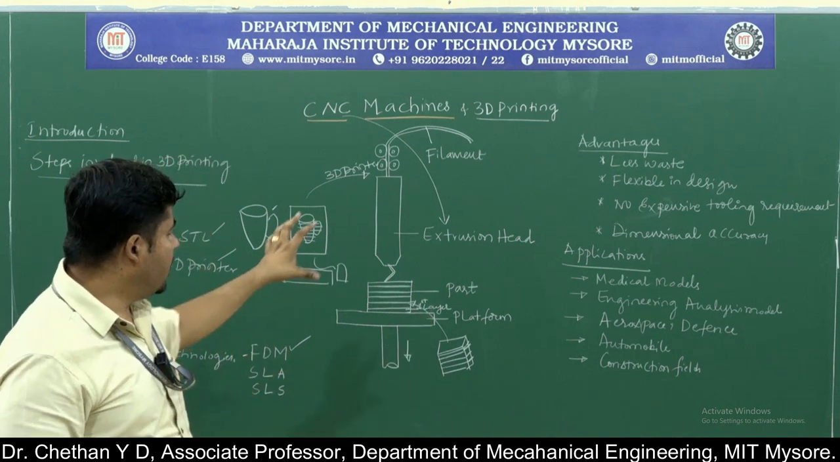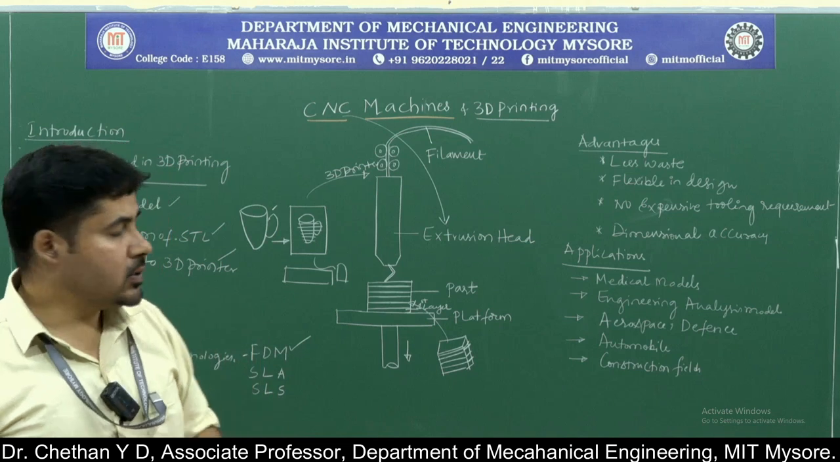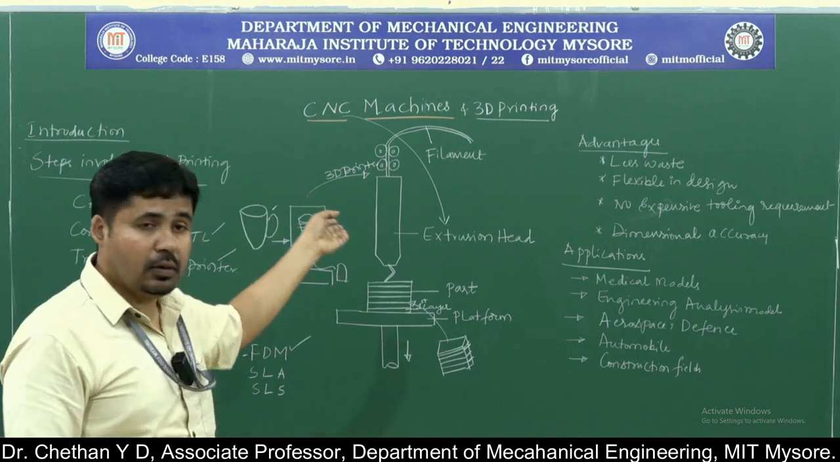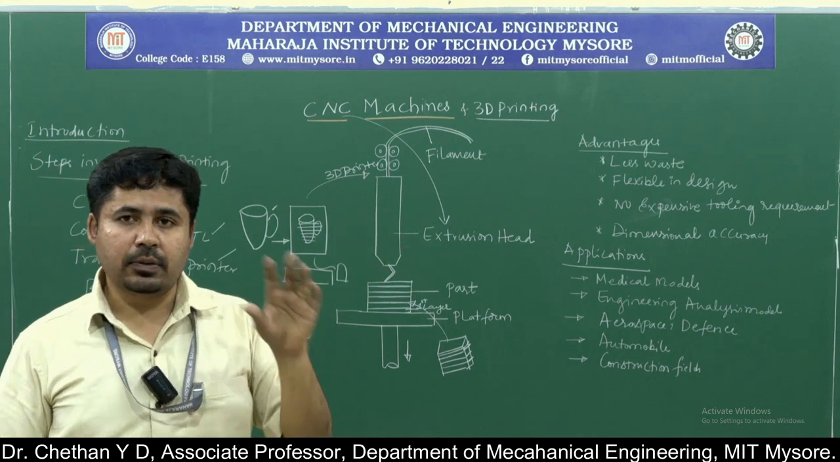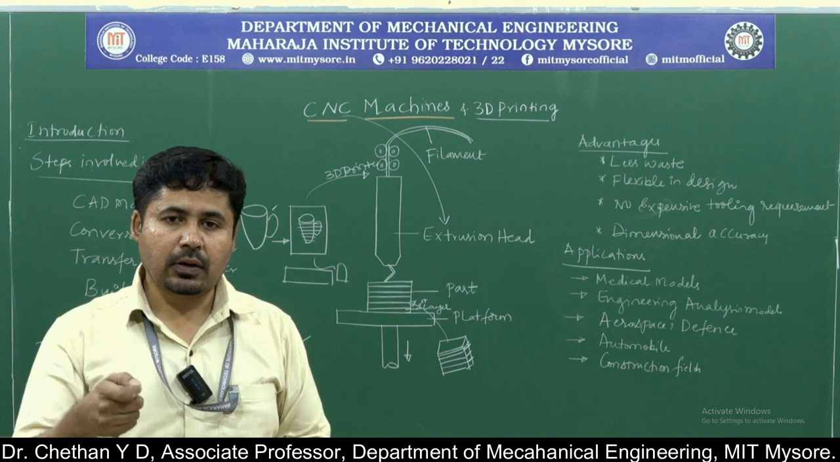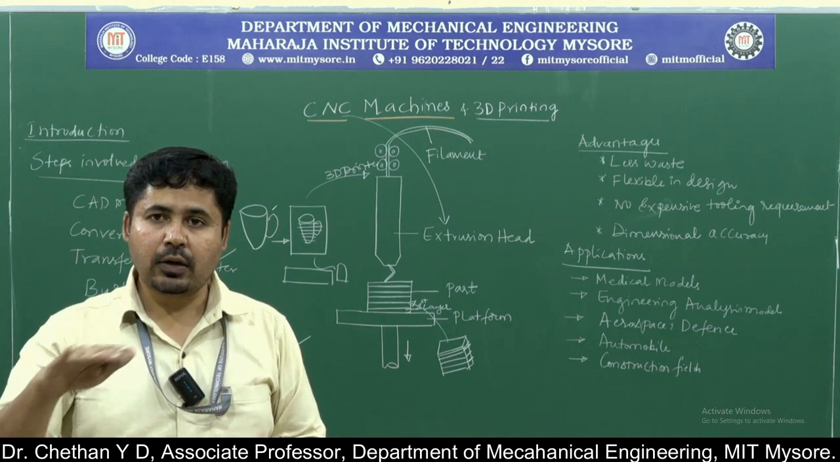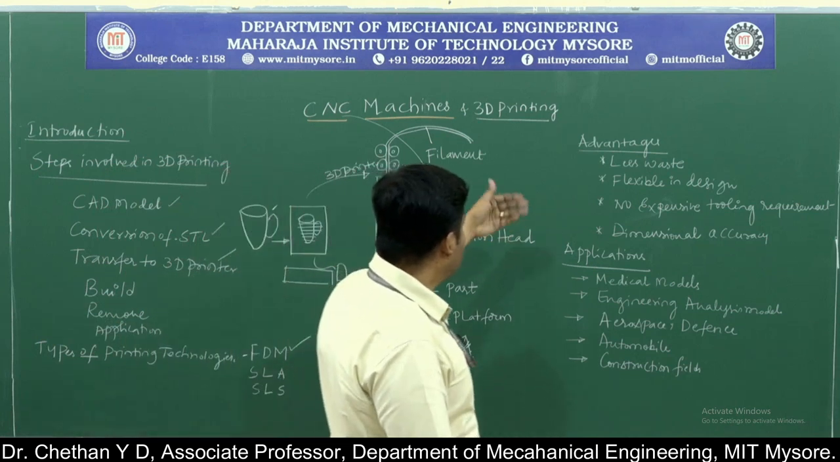Okay, and you can feed thermoplastic or composite materials, or you can have the metal. Okay, now the people have developed the metal 3D printers. The 3D printers are responsible for melting the given metal, and that is put in the form of layers. Okay, so let us have the advantages.